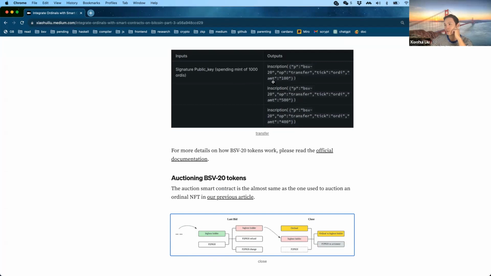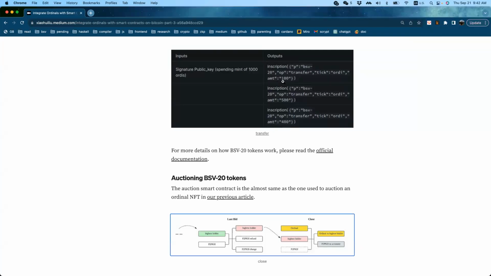But in this case, because you have to remember what the token balance is in each output, you have to inscribe even after the transfer. You have to inscribe again, but with a different amount. Make sense? Yes, sir. Okay.